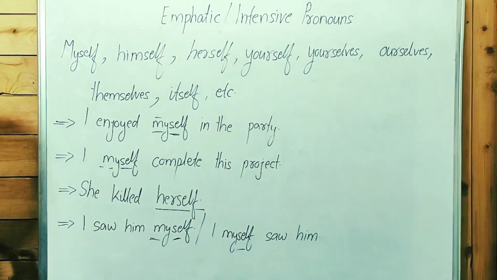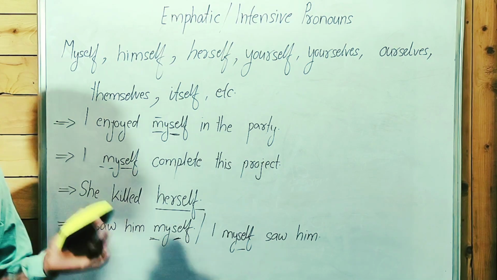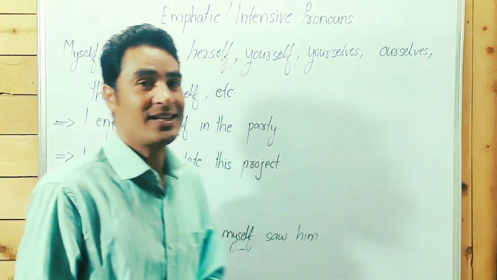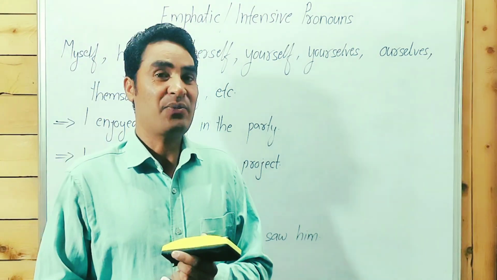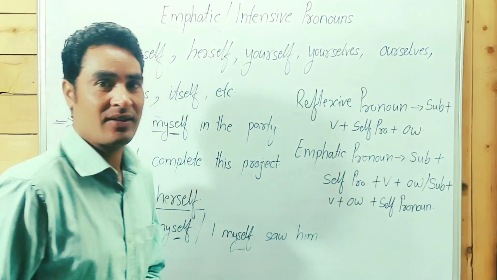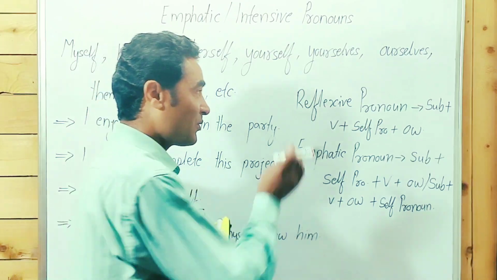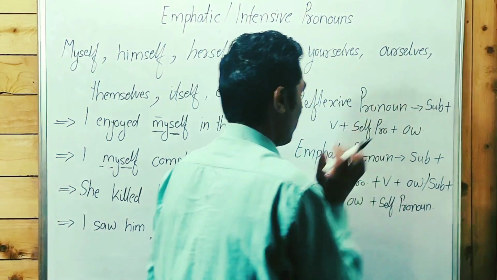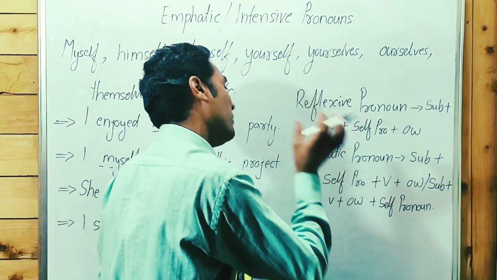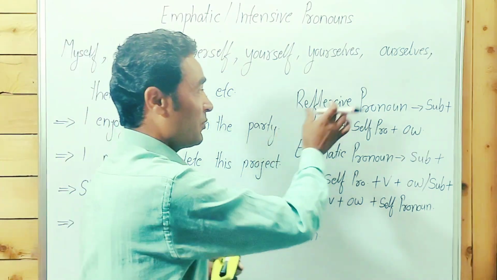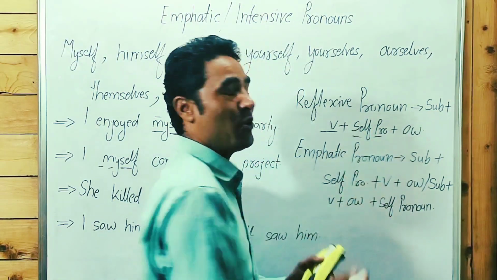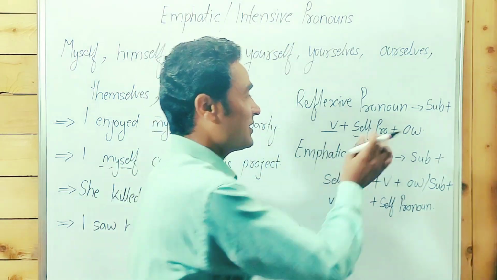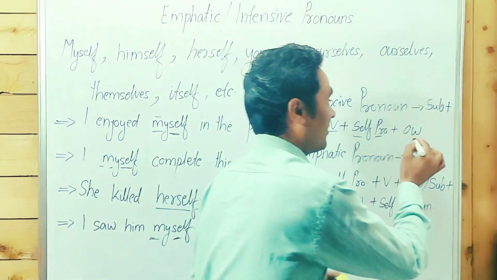So let me write the structure of the sentence. What is the structure of emphatic pronouns and reflexive pronouns? Here are the structures. Structure of reflexive pronoun and structure of emphatic pronoun, intensive pronoun. Reflexive pronoun: subject plus verb plus self pronoun. Self pronouns are used after the verb, and after that other words.